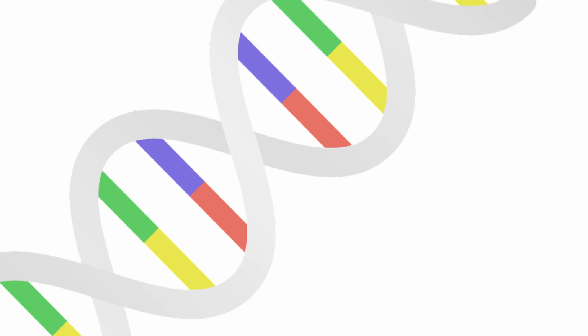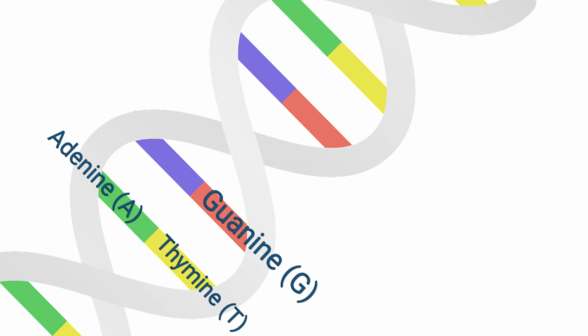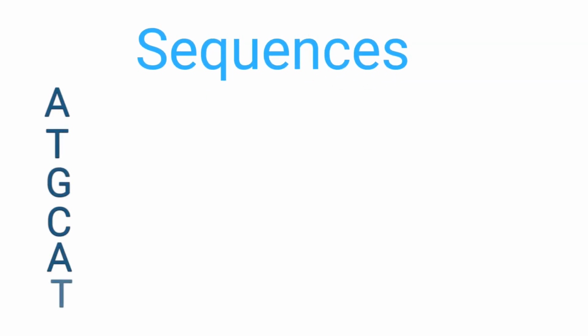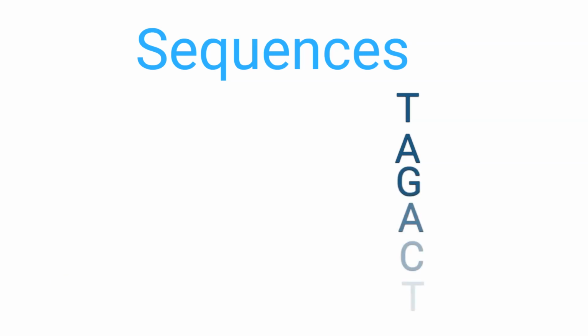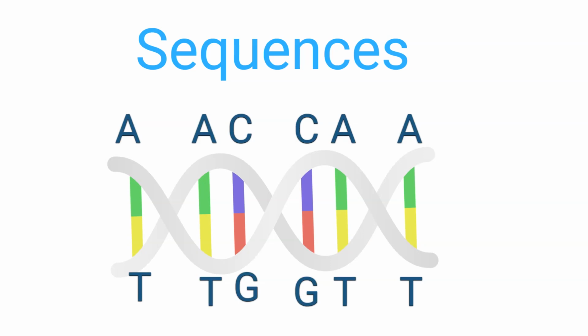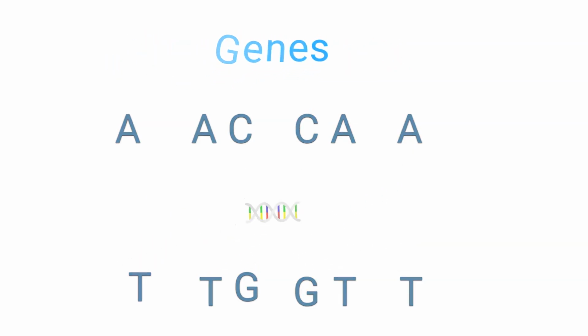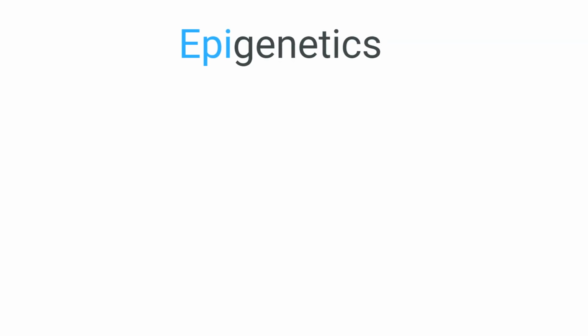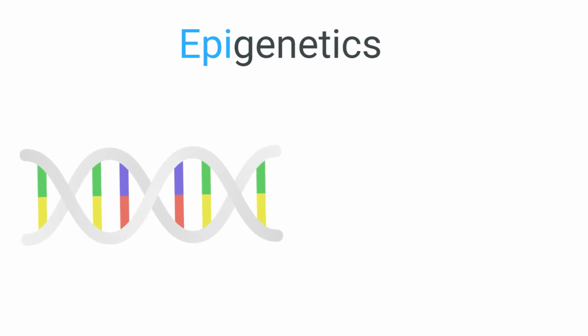Nitrogen bases can be one of four types in DNA: adenine, thymine, guanine, and cytosine. The orders of nitrogen bases create sequences such as ATGCAT or TAGACT. The sequence segments of DNA that are used as code to create proteins are called genes. So when talking about epigenetics, we are discussing how we may have a gene in our DNA, but it can be expressed and active, used to create proteins, or not expressed and dormant, based on external factors.